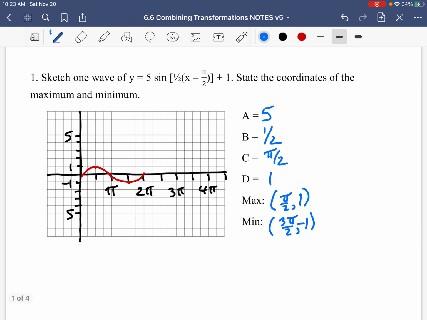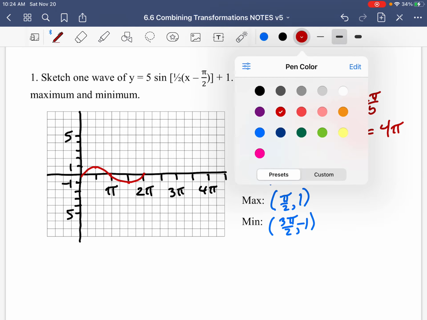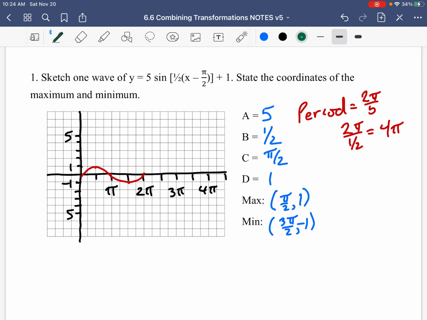Now, what do we do here? Well, the big thing is the period. Period is 2 pi divided by b. Now, in this instance, that's 2 pi divided by 1/2, which is 4 pi. Okay? So that becomes important in 1 minute, but I'm actually getting ahead of myself. First things first, I want to do C. The phase shift. So this entire graph moves over pi over 2 to the right. So it would look like that.